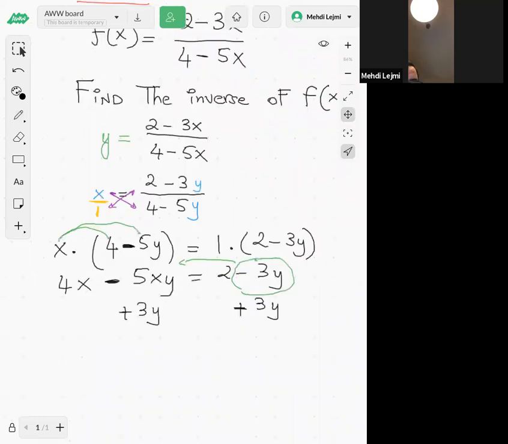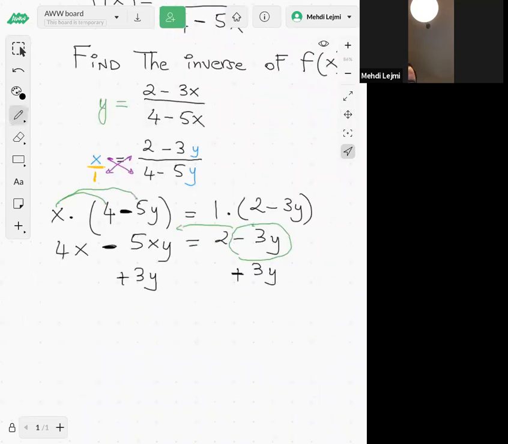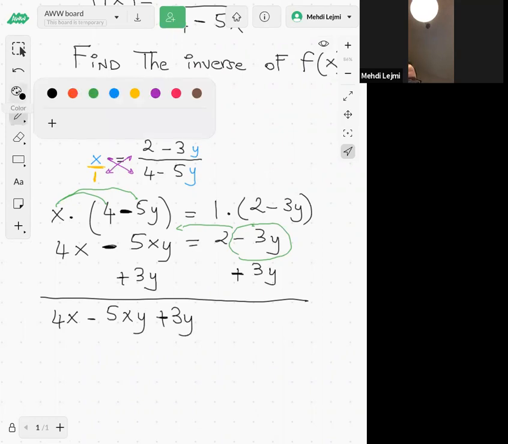Okay. So now it's 4x minus 5xy plus 3y. And on the right side, we have minus 3y plus.